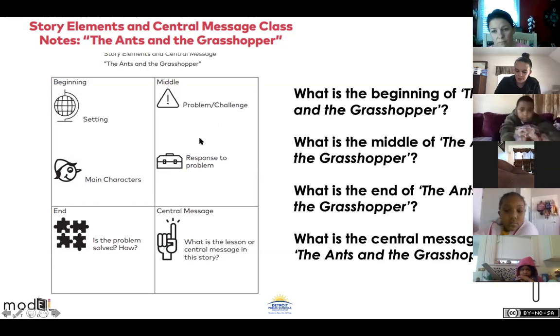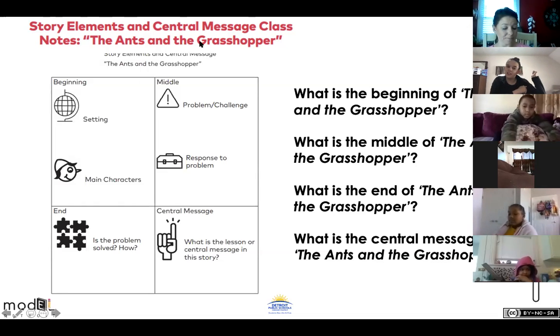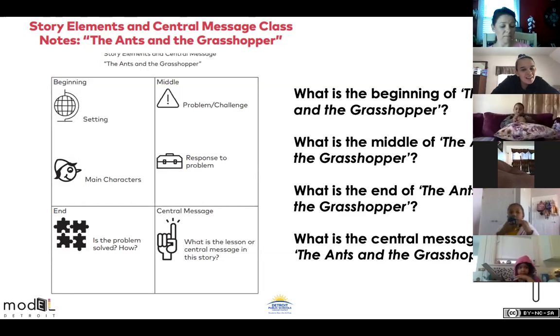Imad, can you help us? Grasshopper, he just plays music and he doesn't worry about what food he's supposed to prepare for winter. Right. He just walks up with his fiddle and he's like, what you doing, guys? I'm hungry. I'm hungry, yeah. And what happens in the middle? What happens after that? Adanya?